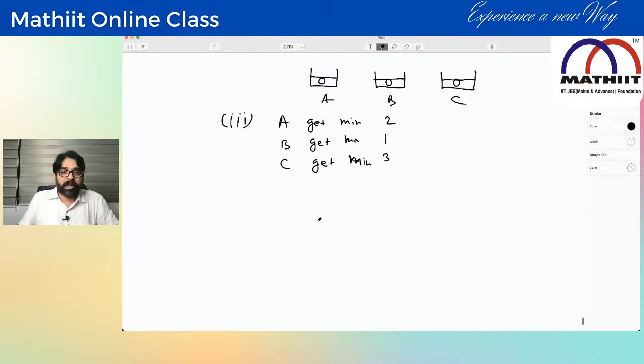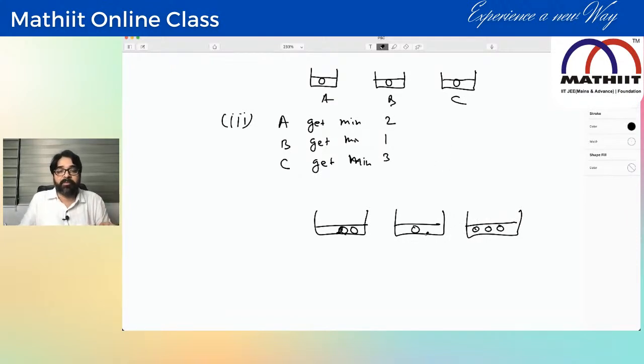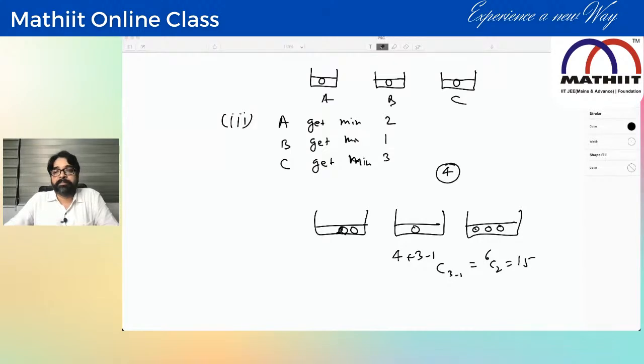So, bhai, A should get minimum 2, so give the minimum 2 here. B should get minimum 1, give the minimum. Minimum condition, satisfy it. And C should get 3. Now, how many fruits left? 2, 3, 4 to 6 already gone, only 4 fruits left. And now, no condition. I will say 4 plus 3 minus 1 C 3 minus 1, or you can say 6C2, which is 15. I'm sure it's clear to everyone. Right?